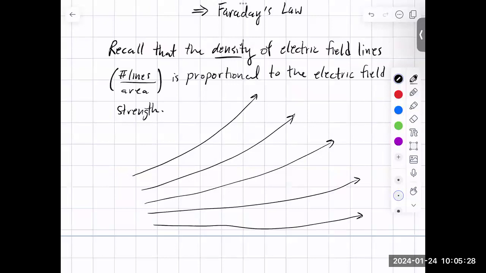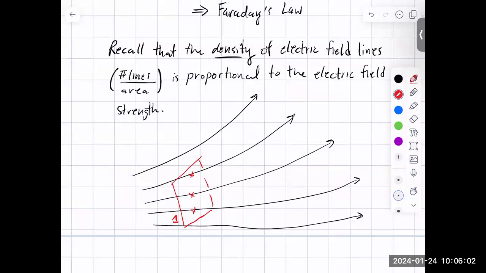And so what we could do is imagine a couple of little pieces of area. I'll take an area that looks something like this, and we'll say this little piece of area has 3 lines passing through it. We'll call this area 1. And what I'm going to do is take that area and move it to some other position.